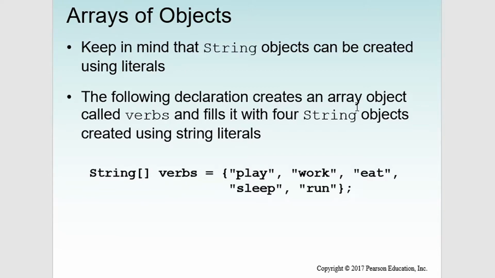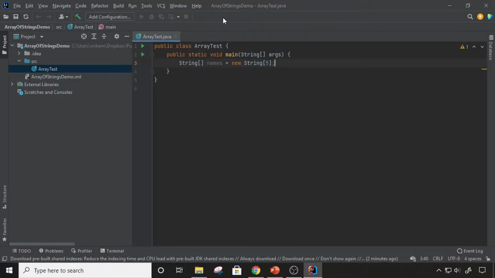Let's go ahead and hop into a demo where we use string objects and arrays. I created a new project called Array of Strings Demo, and in here I set up my main method, and in my main method I declared an array that can hold 5 strings. So let's output the values that are in this array. Now remember, I haven't actually put any string objects into this array, so we're expecting the values to be null.